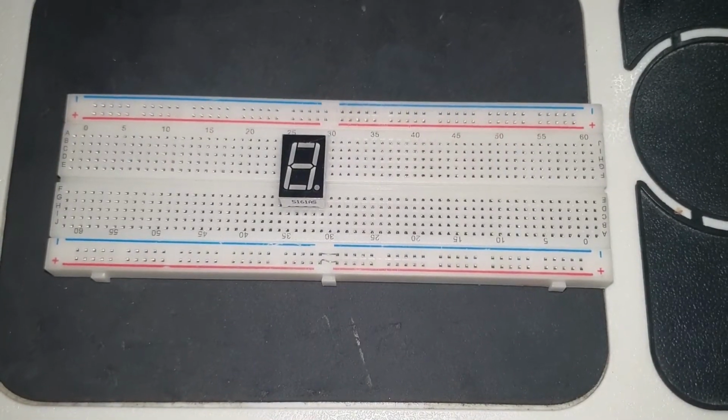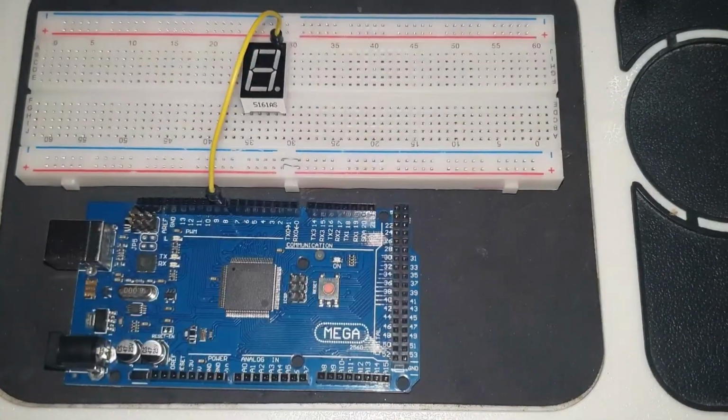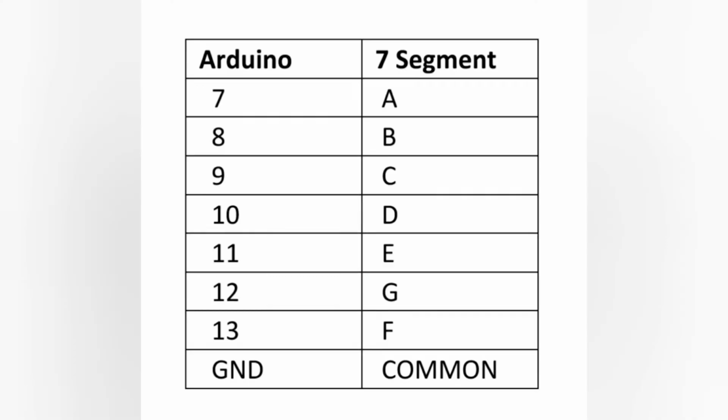So to make it easier to connect, I will provide a table showing which pin is going to which terminal of the Arduino, as it will get really messy since we are going to use a lot of terminals on this project. So here we have 7 goes to A, 8 goes to B, C goes to 9, D goes to 10, E goes to 11, G goes to 12 and F goes to 13, then ground goes to common. So I will make my connections quickly.